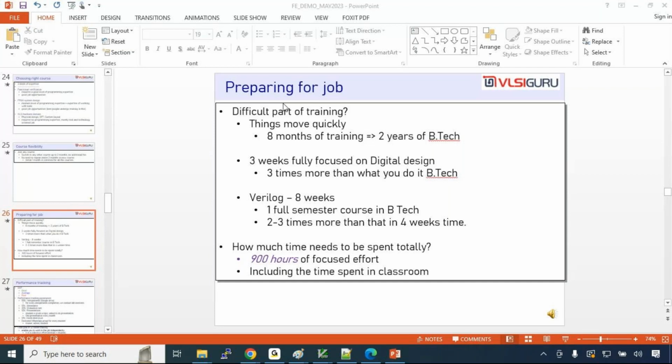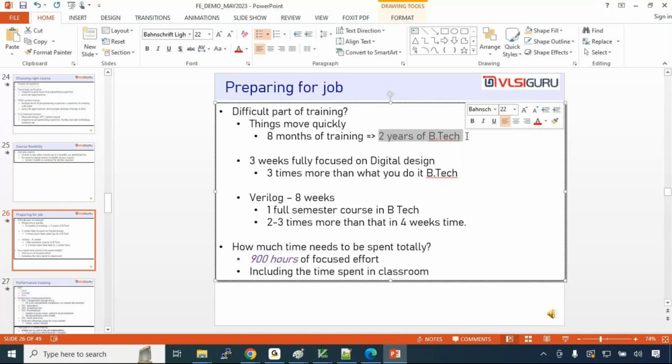Just to complete this part, what is the difficult part of the whole training is a lot of things happen in 8 months' time. Actually, in the 8 months of training, what you learn is probably equivalent to what you learn over 2 years of your BTech. You will realize when you get into the subject that you would have learned things on par with almost 2 years of your BTech courses.